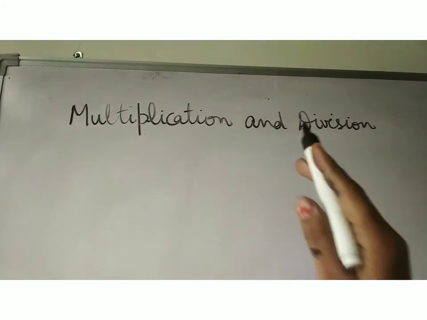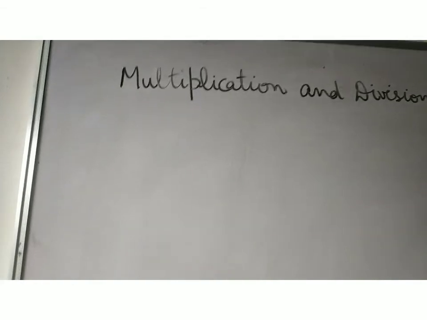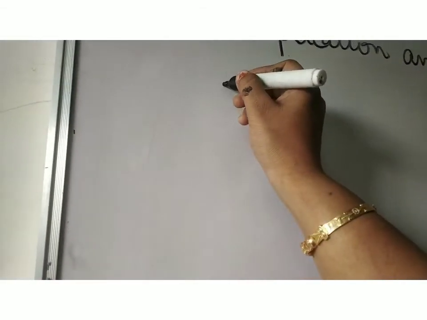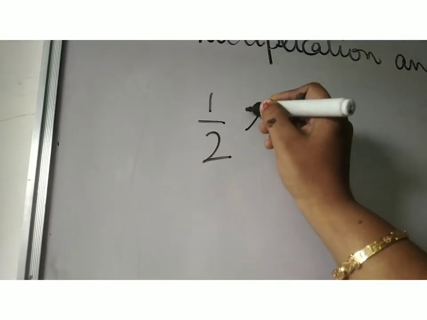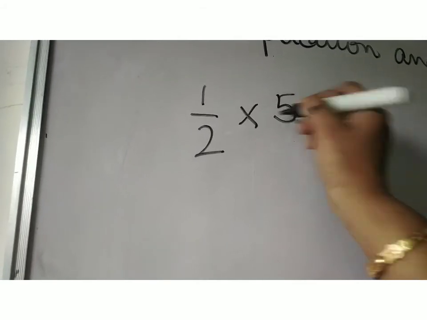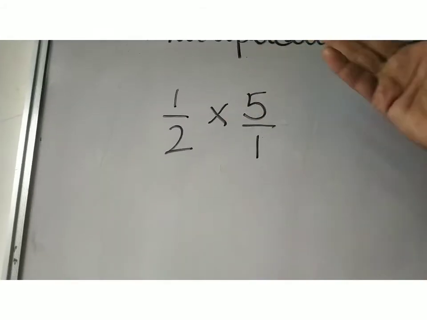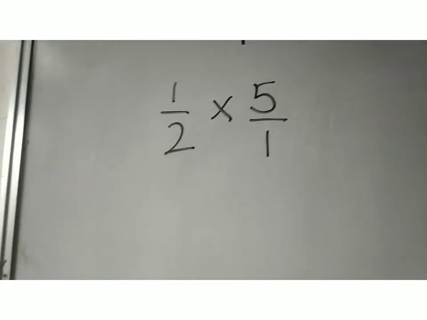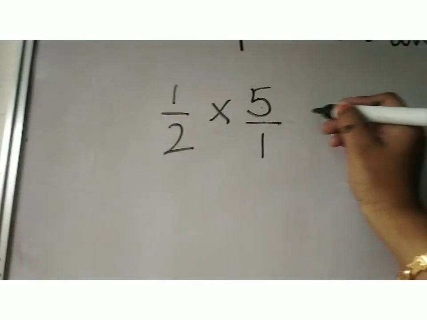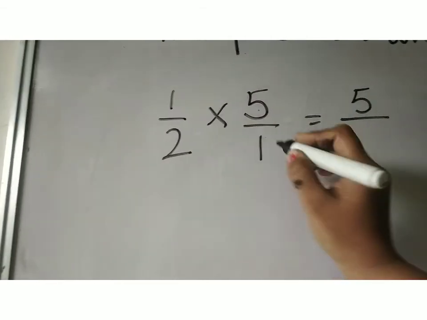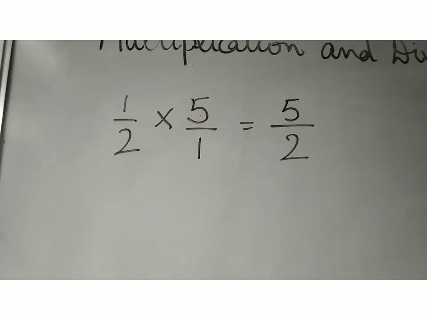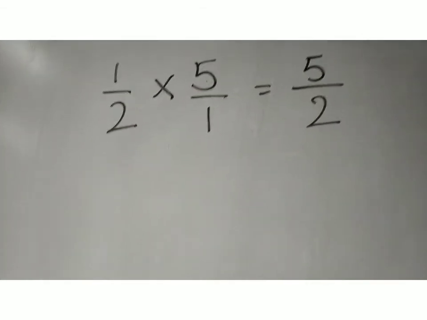Now we will see the multiplication and the division of fractional numbers. Here I will take one example. Suppose 1 upon 2 multiply by 5. So here I can write 5 upon 1. This doesn't make any difference in the value. So 5 1s are 5 and 2 1s are 2. My answer will be 5 upon 2.